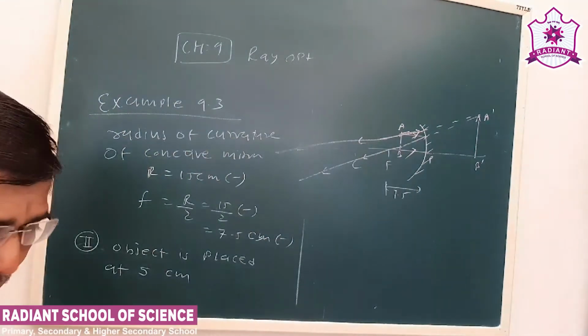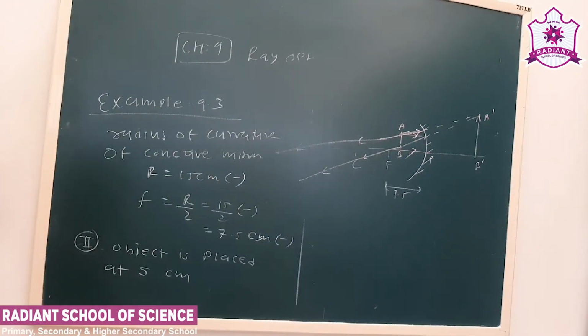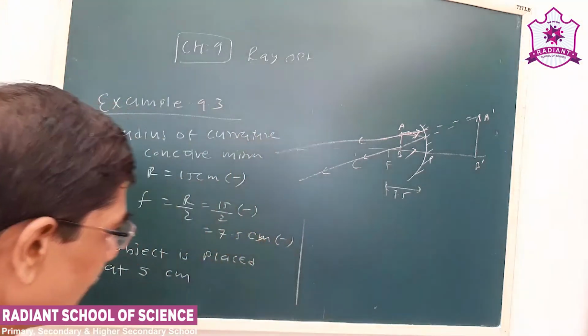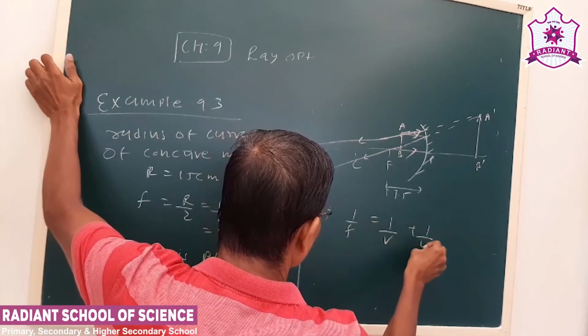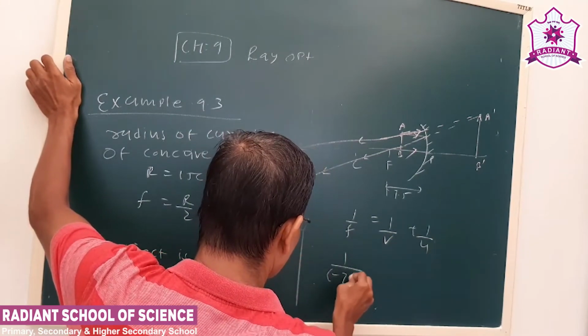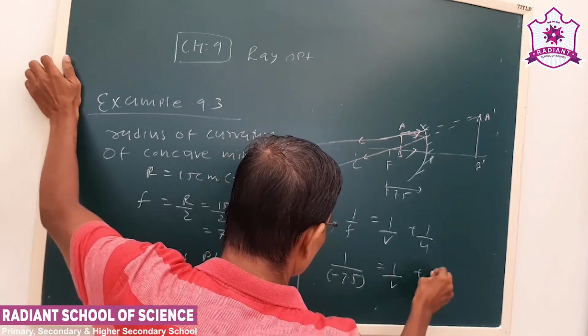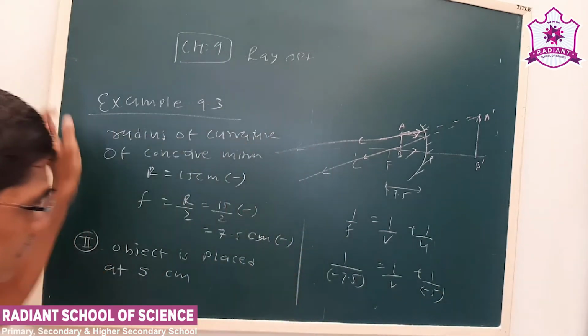Now, let us check whether we get the V value as positive or not. Now we use the mirror formula: 1 by F is 1 by V plus 1 by U. F is minus 7.5, V we have to find out, U is minus 5.